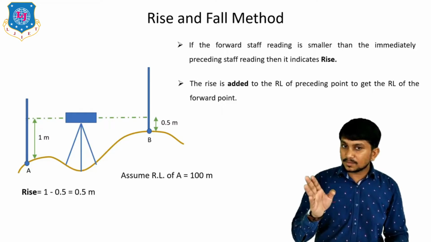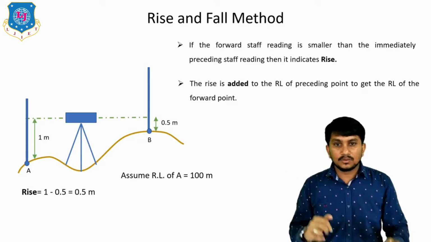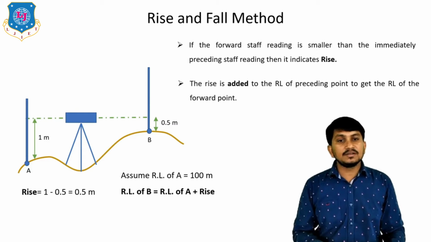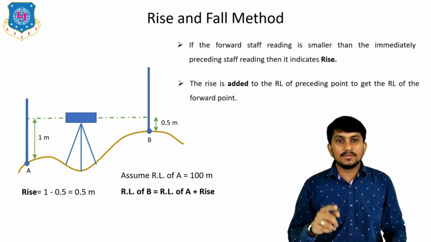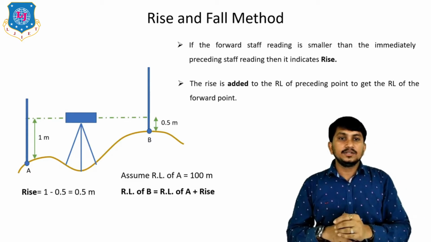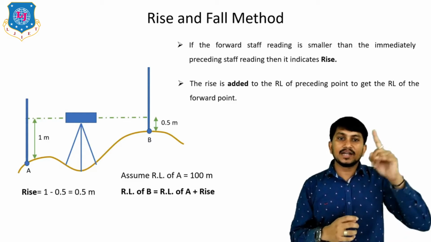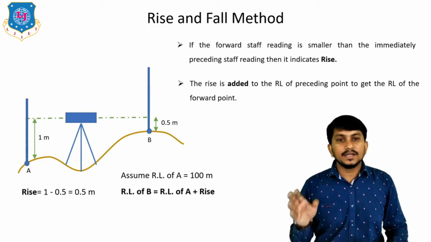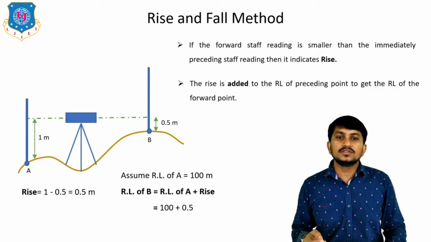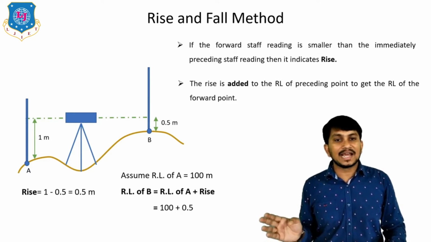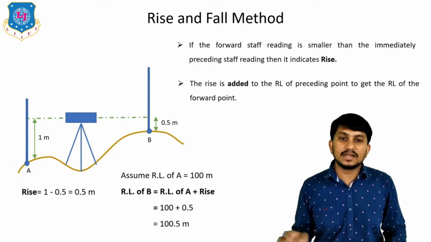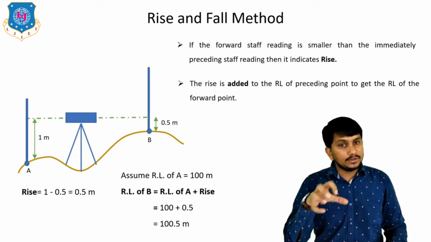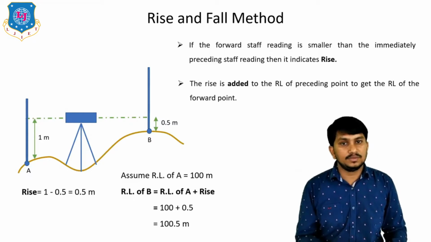To find out the RL of B, we have to calculate the rise or fall. Here there is a rise of 0.5 meter. So RL of B is calculated by RL of A plus rise, because rise is always added to the RL of the preceding point to get the RL of the forward point. To find out RL of B, we have to add rise to the RL of A like this. So here RL of A is 100 meter, rise is 0.5 meter, so RL of B can be calculated as 100.5 meter. This is how we can calculate RL of a point using the rise and fall method.